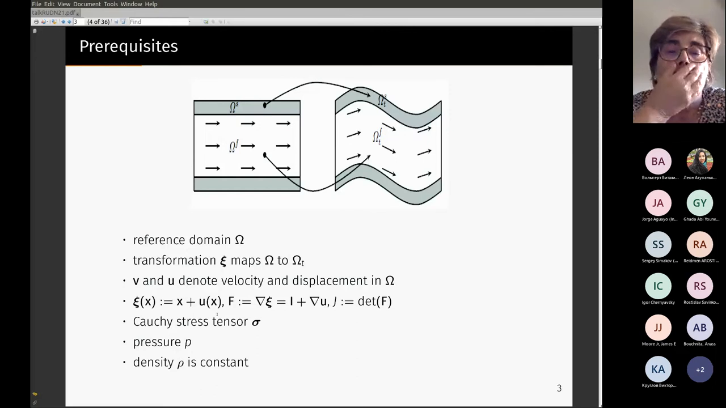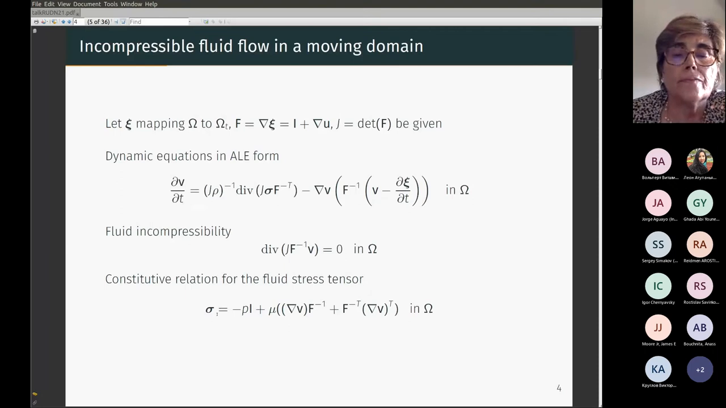The Cauchy stress tensor is denoted by sigma, pressure is P, and density is rho. We assume that the density of the fluid is constant. We assume for the first two applications that the domain can evolve, and the transformation xi is given, is known. How it can be known, I will explain later. Then we can write the momentum equation of the Navier-Stokes equations in the reference domain in ALE, arbitrary Lagrangian Eulerian formulation as follows.